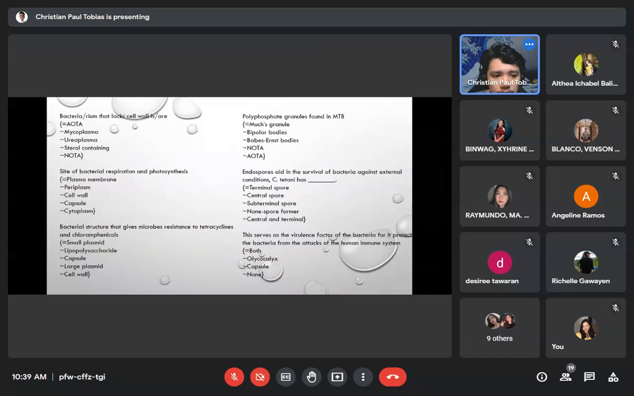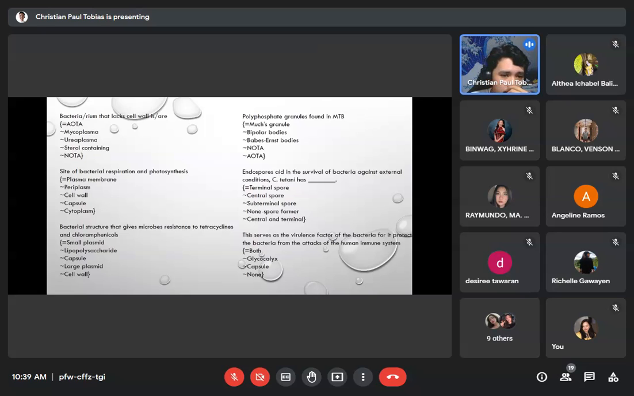Okay, lipopolysaccharide, sabi nga natin, contributes to the negative charge of the bacterial surface. Yung capsule, evasion of phagocytosis or the human host or the host defense. Okay, polyphosphate granules. So, board exam question to, recall. So, MTB, much granules. Kapag bipolar bodies, yan si Yersinia pestis. Kapag Babes-Ernst naman, kay Corynebacterium diphtheriae. Okay? Endospores aid in the survival of bacteria against external conditions.